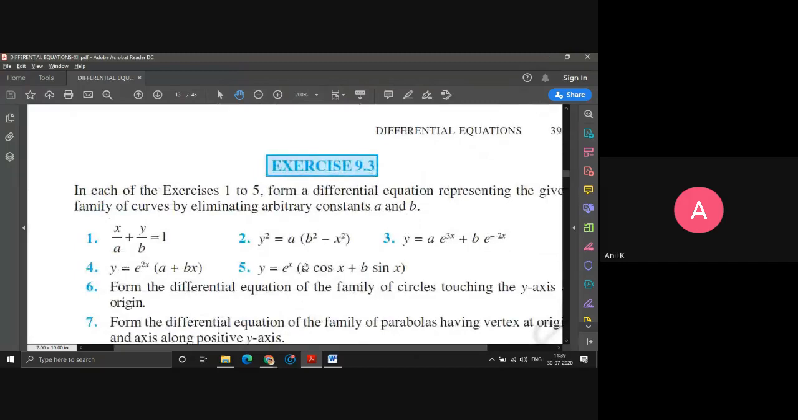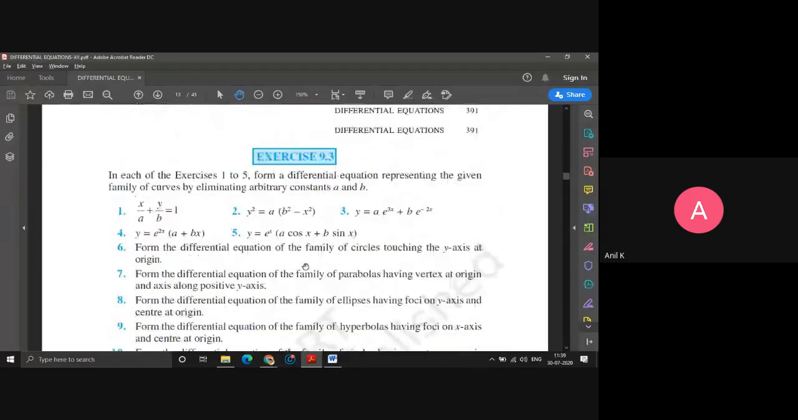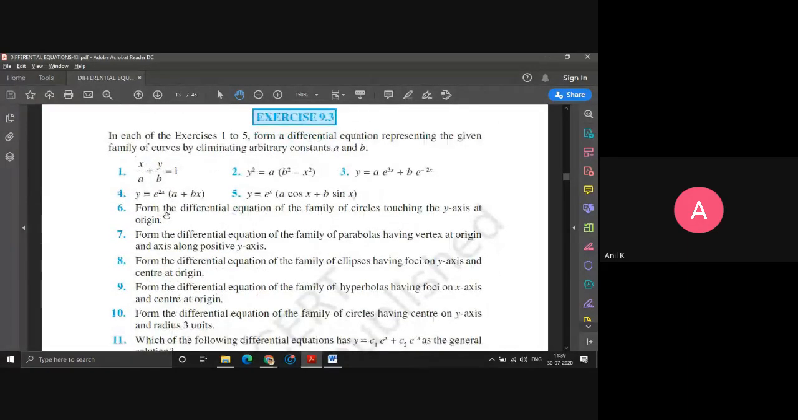So if you see exercise 9.3, there are 12 questions. All the questions are of the same type. Form the differential equation of the family of circles touching the y-axis at origin. Just now we did circles touching the y-axis at origin. Okay. Next, form the differential equation of the family of parabolas having the vertex at the origin and axis along the positive y-axis. If it is along the positive y-axis, what is the parabola equation? X square equals 4ay. If it is along the x-axis, then y square equals 4ax.